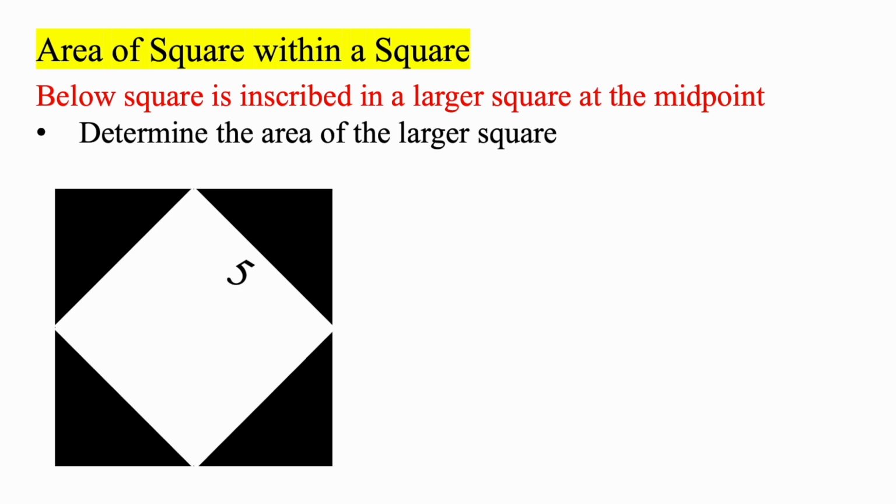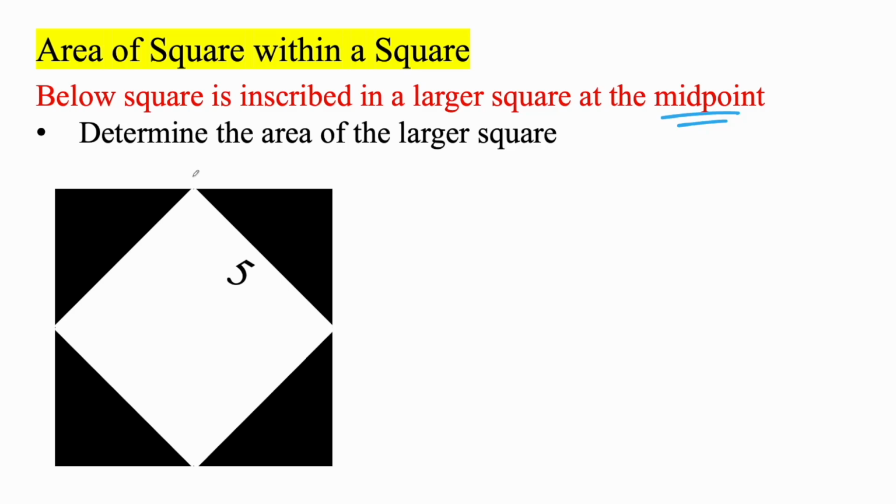Okay, in this video, we're going to solve problems involving area of a square within a square. So the square below is inscribed in a larger square at the midpoint, and you want to determine the area of the larger square. So from here to here is 5. We want to determine the area of this black square. Now it's important that it says it's inscribed at the midpoint.